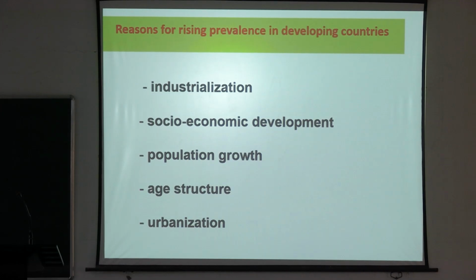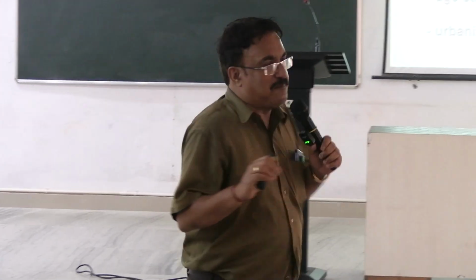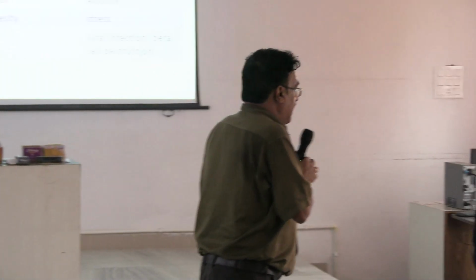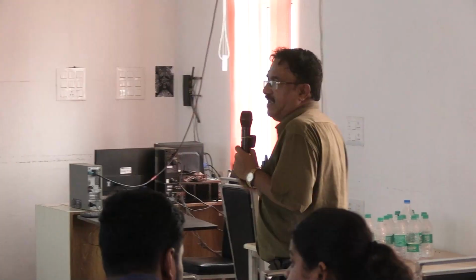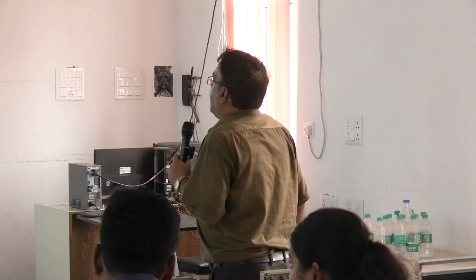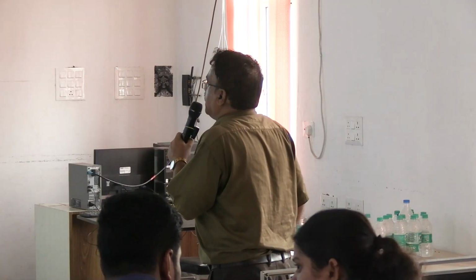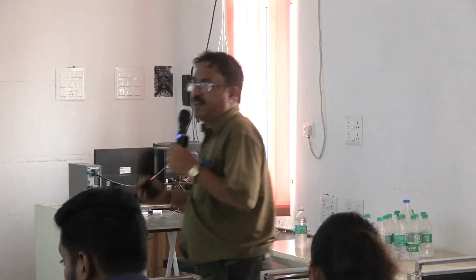So industrialization, socio-economic development, population growth, age structure and urbanization. As I told you, it was previously not thought to occur in rural people, but it is now occurring also in urban people. If you look at the features, insulin-dependent diabetes mellitus occurs below the age of 30 years, the host is man, of course, and you have a sedentary lifestyle. Non-insulin diabetes mellitus occurs in both sexes. It occurs in older age.